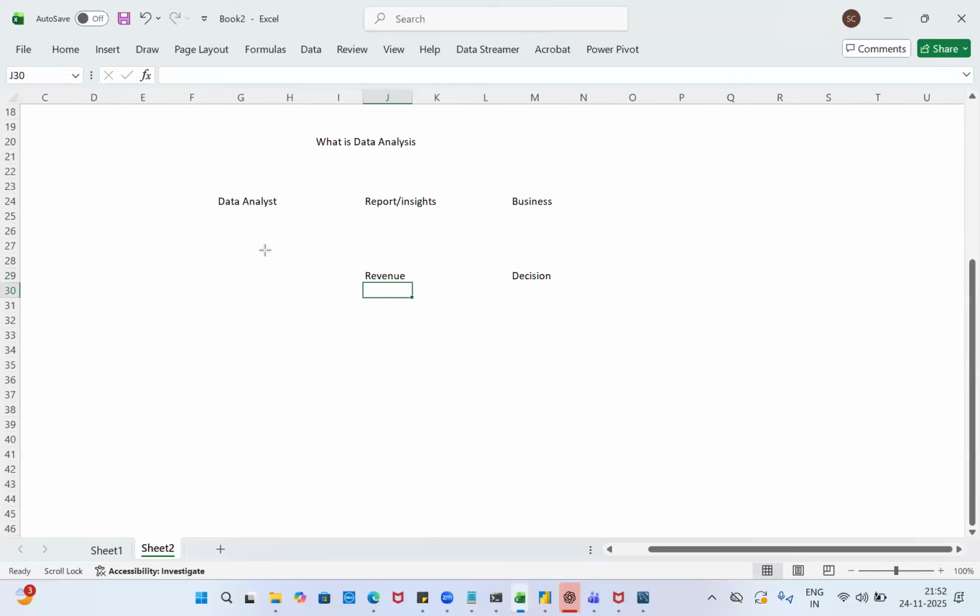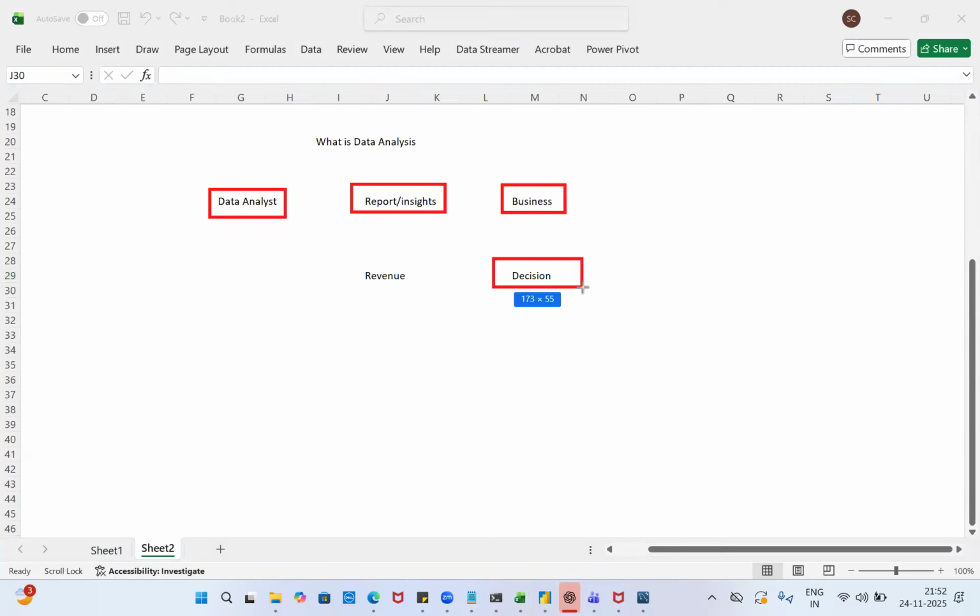So once the right decision is taken, it is easy to generate the revenue. I repeat, a data analyst is a person who is building a report or business insight for an organization. The business, looking at these reports, is going to make decisions. A right strategic decision will help the business to generate revenue.